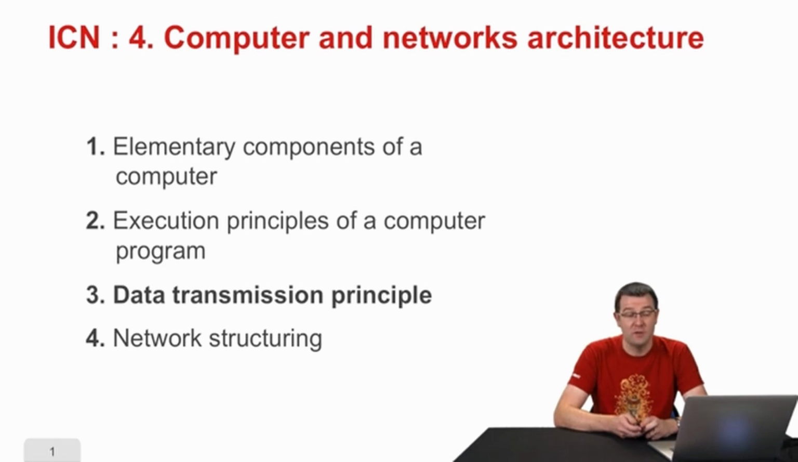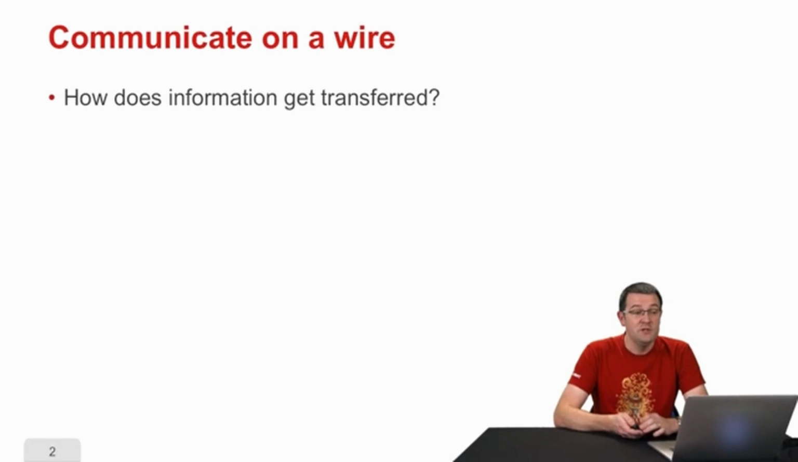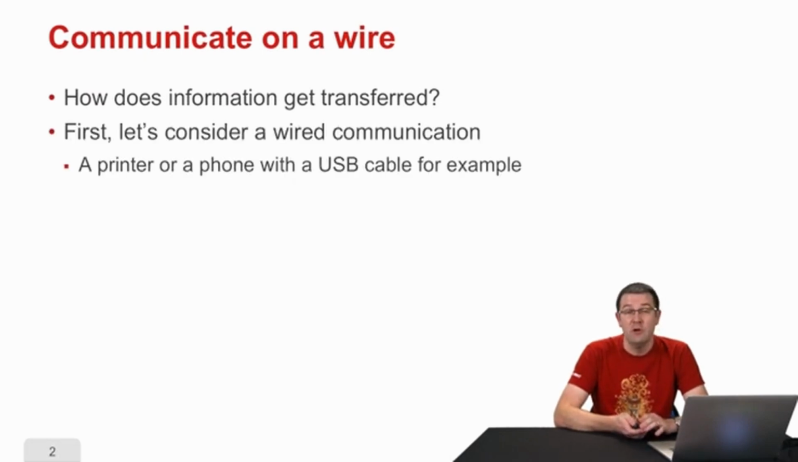We saw how a computer works, and how it executes programs. Now we are going to talk about network communication. So first let's see how information is transferred on a wire. Communicate on a wire, between a computer and a printer via USB for example, or between a computer and a phone. Let's see how this works.